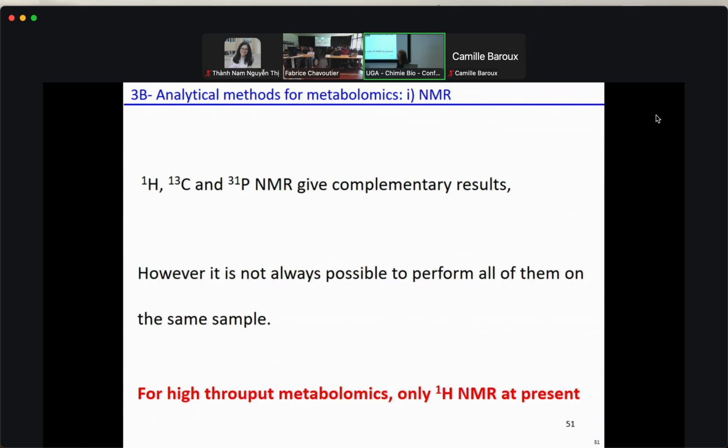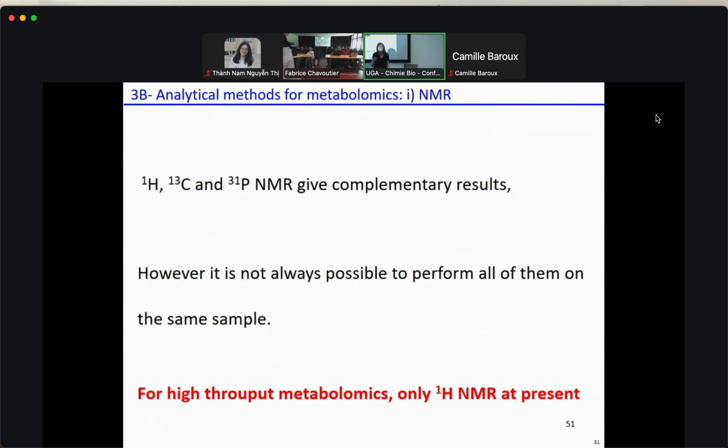NMR spectrum. When you do NMR, what is important to understand is that each nucleus, proton, C13, or phosphorus 31, has a given resonance frequency. This is like when you listen to the radio. If you want to listen to a given radio station, you must be at the right frequency to hear it. Each nucleus has a given frequency.